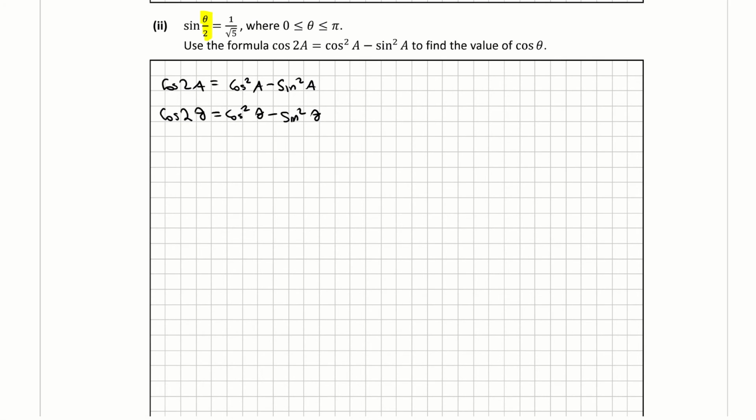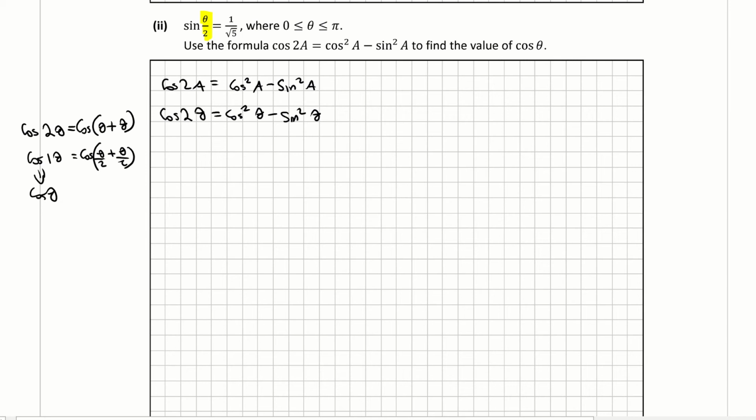We know that cos 2 theta is cos (theta plus theta). But my angle in this case is not theta, it's theta over 2. So I'm kind of working backwards here. That's the same as cos 1 theta, which is basically cos theta. So I'm not working now with cos 2 theta, I'm working with cos 1 theta, or just cos theta. And that now gives me cos squared theta over 2, or a half theta, minus sine squared theta over 2. That's where I'm going from here.